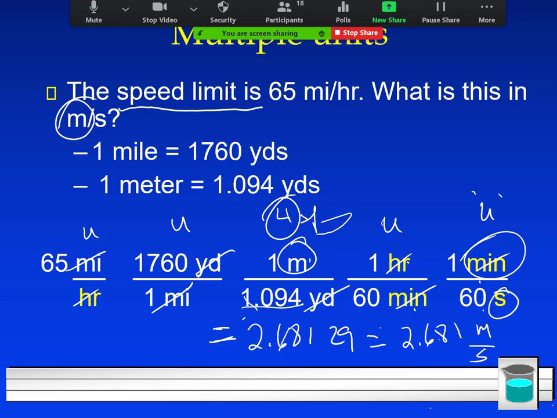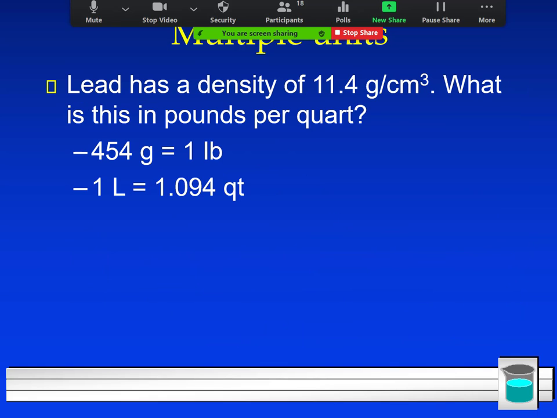So if it's on the bottom, you've got to put it up top to cancel it out. And how could we put all of that together? Well, one place where all of that comes together is when you have density. Remember, density is mass over volume, so you're going to have 2 units.